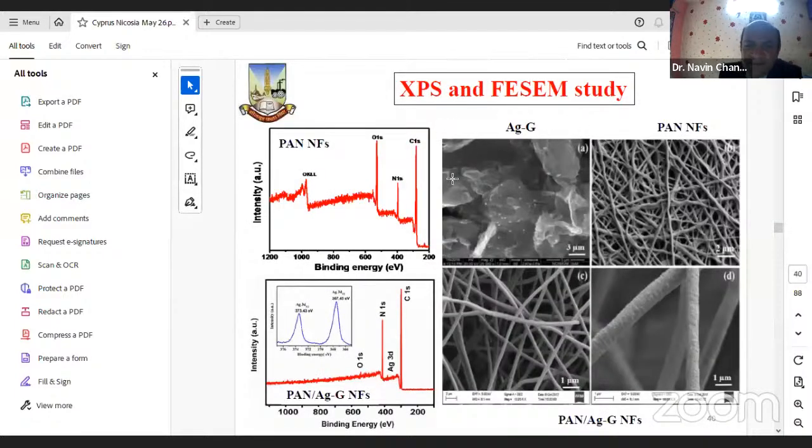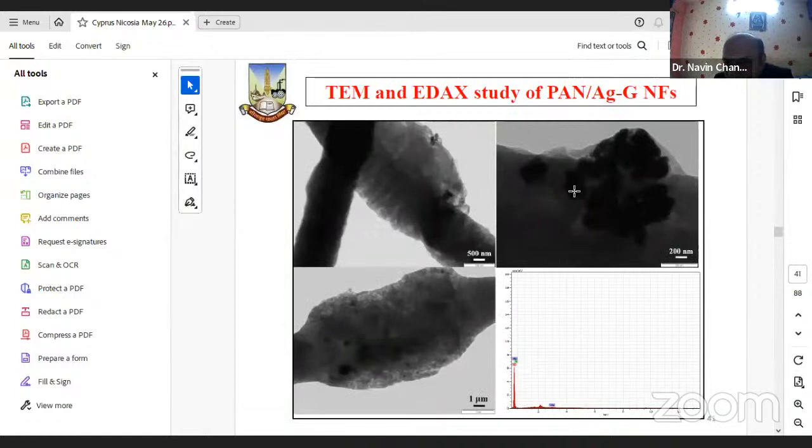This is the XPS and FESEM study we have done. The silver graphite nanoparticles show a petal-like, flake-like structure. PAN nanofibers are rod-shaped material, and the decoration is observed in the PAN AGG hybrid nanofibers. This is the convoluted and deconvoluted spectra of PAN AGG hybrid nanofibers. This is the binding energy study with the help of XPS. This is the TEM. Here the dark patch is nothing but the silver graphitic nanomaterials over the surface of the PAN.